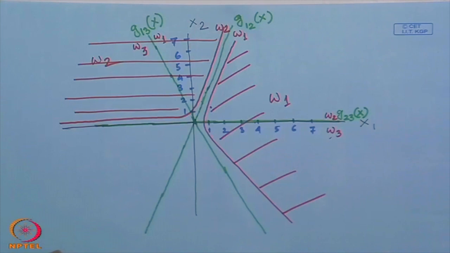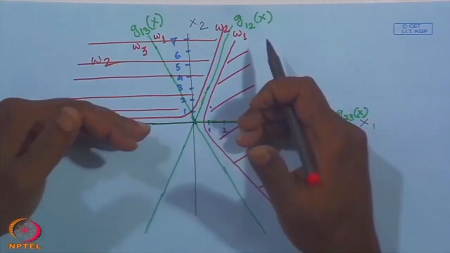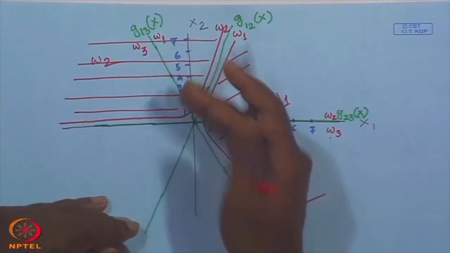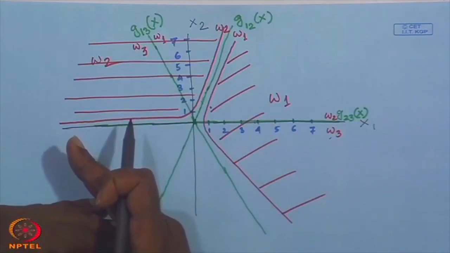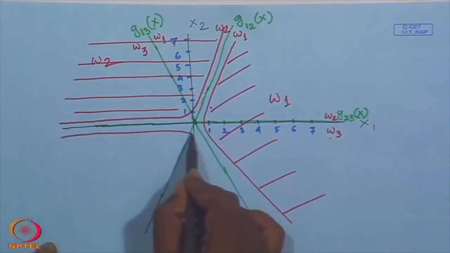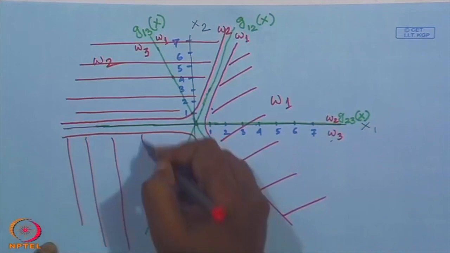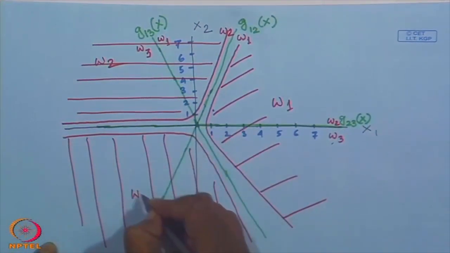And coming to omega 3, this G23x tells me that this lower half goes to omega 3, and G13x tells me that it is this half which goes to omega 3, and the intersection of these two is nothing but this region. So, this is the region which is going to class omega 3.